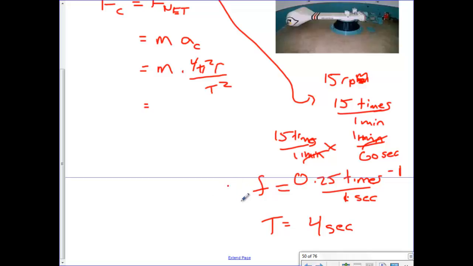So one way of doing that would be to go 0.25 and then go 1 divided by 0.25. Another way of doing it, there's a button on your calculator. If you go 0.25 to the -1, that's the same sort of thing.